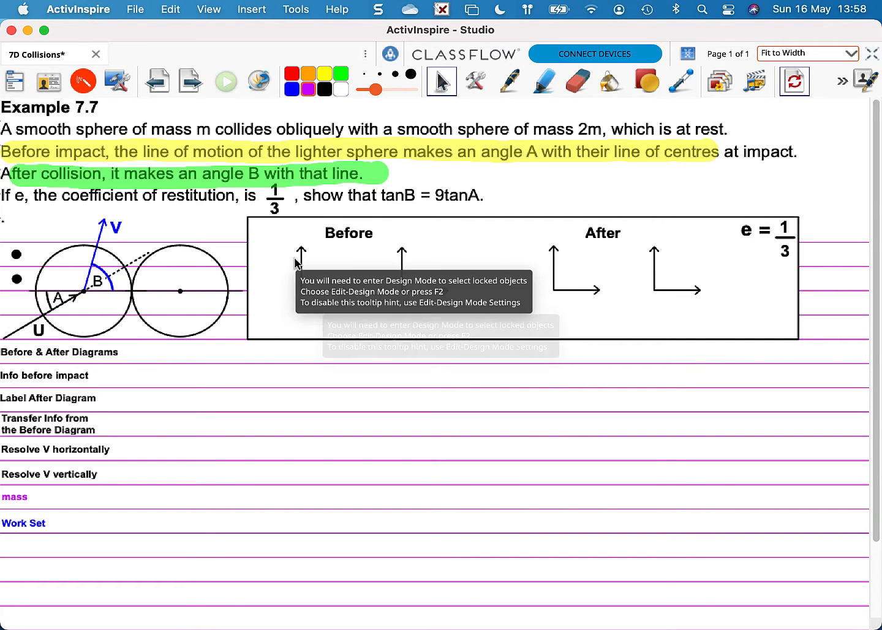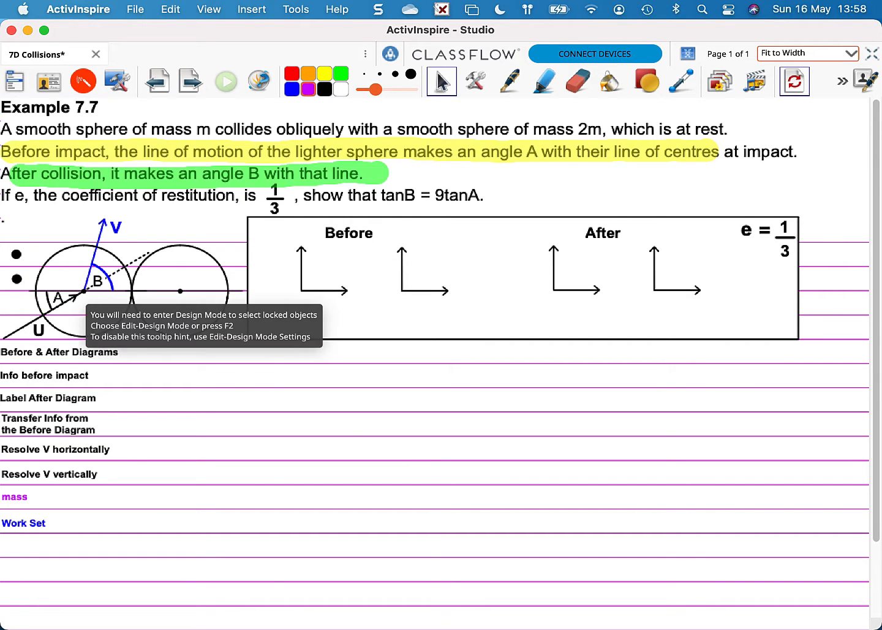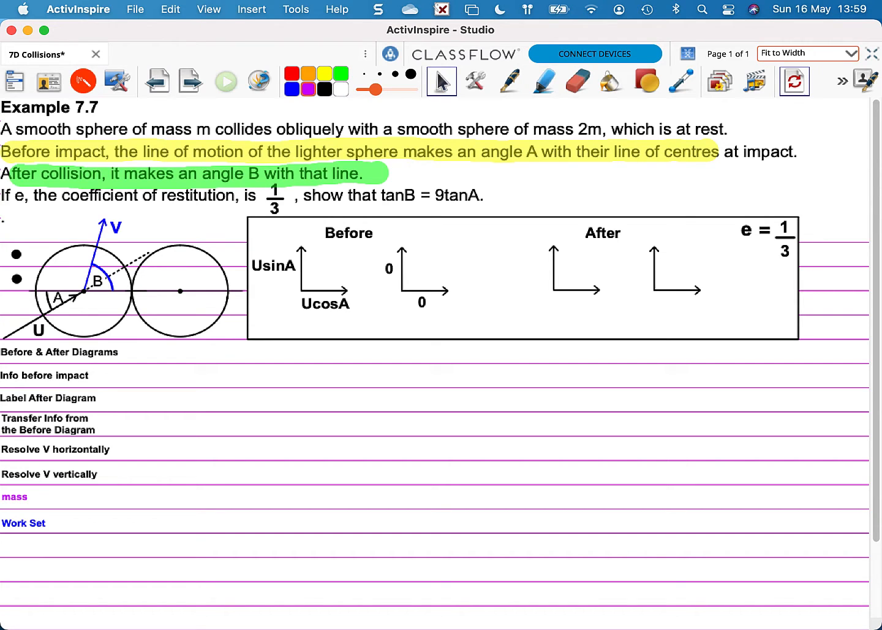To get the vertical component for the first sphere, you're going to be resolving about this pivot position away from the angle A, so we're going to be resolving this way, and it's going to be u sine A. So we put that on the diagram. We also know that the second object, according to the question, wasn't moving, so the horizontal velocity is 0 and the vertical velocity is also equal to 0.